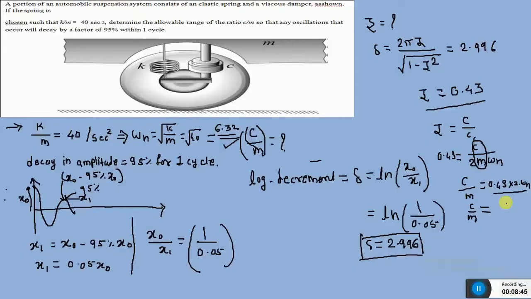And this is equal to 5.43. So this is your final answer. For this ratio C by M, which is equal to 5.43, the reduction in the amplitude after one cycle will be 95%. Okay, so I hope this problem is clear to you.